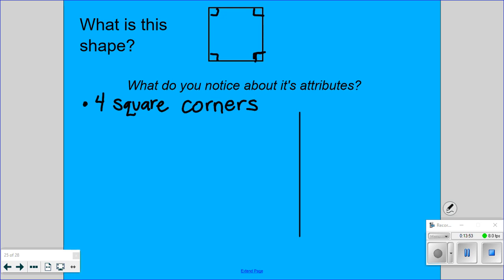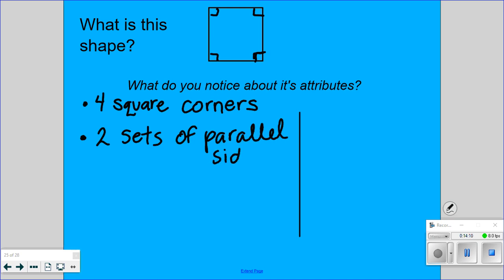Michael, what else do you notice about this shape? It does have 2 sets of parallel sides. To remind you, we look at opposite sides. Top and bottom are opposites. They are parallel. And then we look at the other opposite sides. If they keep going forever and ever, they'll never touch. They are parallel.